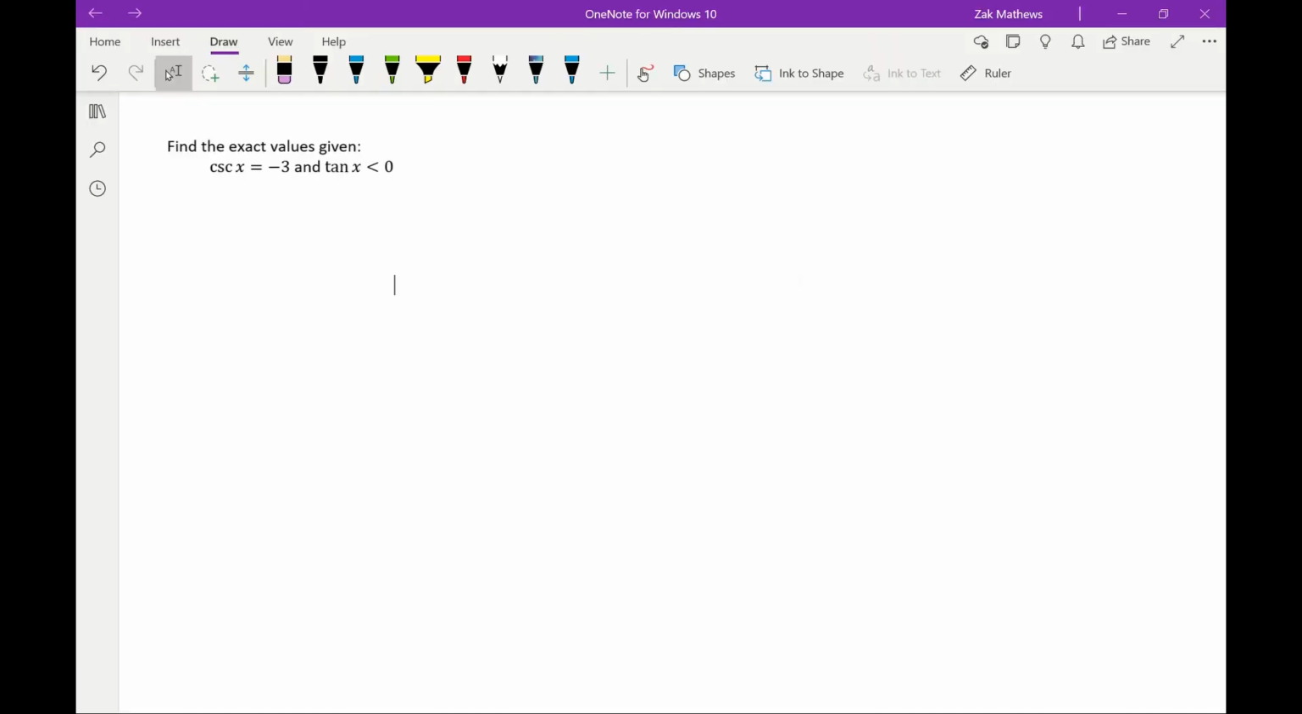This time we want to find the exact values again, given cosecant x is equal to negative 3 and tangent x is less than 0. And I want to find sine of x over 2. So if I look at this, what do I know? Well, I know some things about x. This is giving me enough information to draw a triangle around x and see what the sides are. So the opposite side would have to be 1. The hypotenuse has to be 3, because remember cosecant is equal to the hypotenuse over the opposite.